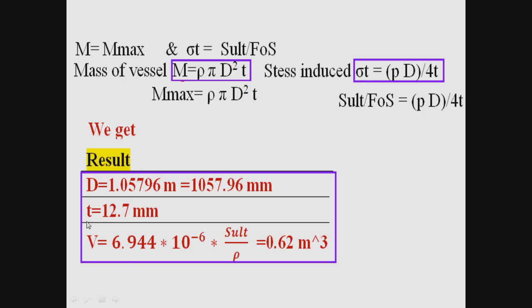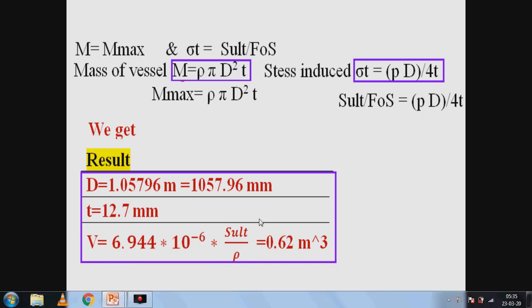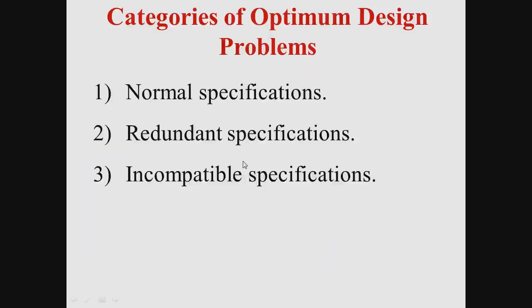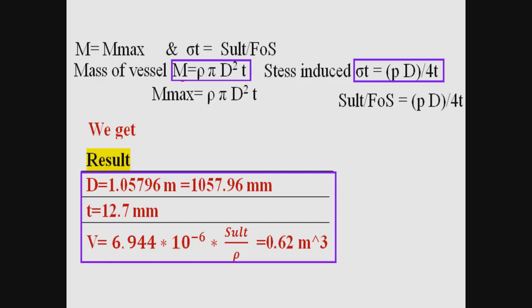If you substitute this value of D and T in the volume, otherwise you can substitute the SUT and rho, we are going to get the volume as 0.62 meter cube. Okay, so this is about the solution of the problems. Till now, whatever problems you have seen.